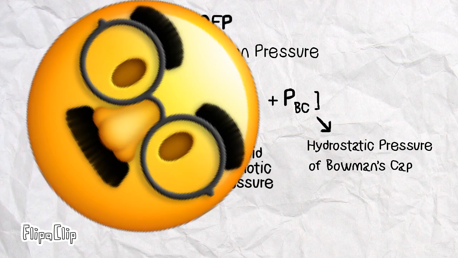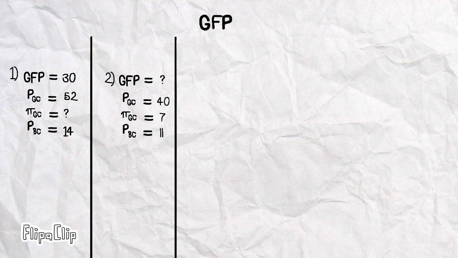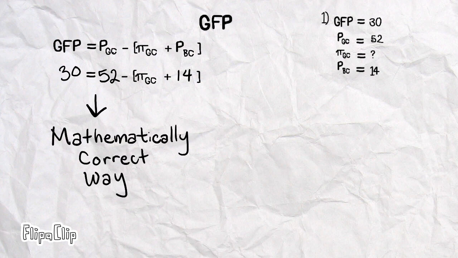Now, let's try these practice problems. Take a few seconds and come back when you're ready. Number 1, let's use our formula and plug in our variables. Now, there's 2 ways to solve this problem: the mathematically correct way and the way without distributing the negative. Let's work on the mathematically correct way.